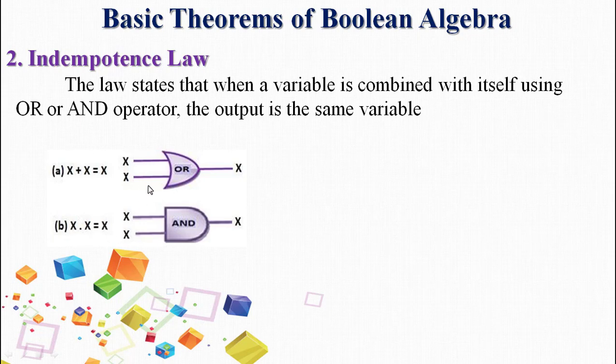Drawing of the circuit diagram for this: there are 2 inputs on the left hand side. So always you should consider the left hand side as the input variables and the right hand side as the output value. So x are the inputs at both ends. 2 input lines are there, x and x. They are added together. Addition is implemented by an OR gate. The output is x.